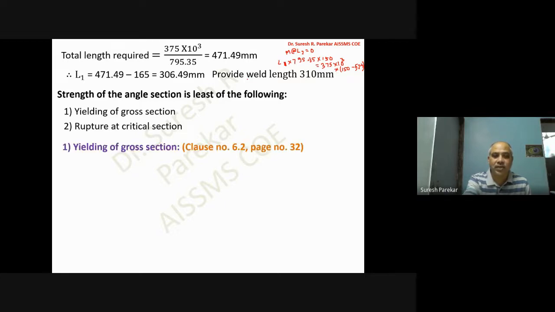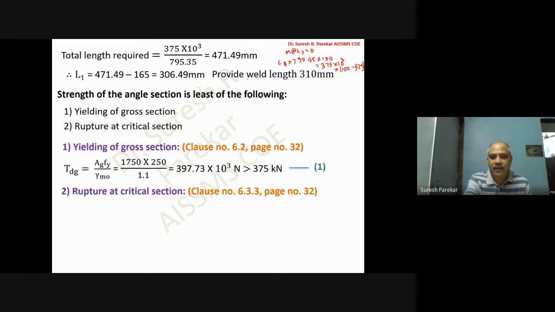As I already mentioned, in the case of a welded connection we are going to consider only two criteria: yielding of cross section and rupture at critical section. So we have yielding of cross section, Ag Fy upon gamma m0, greater than 375 kilonewton. So this is the same as before. And second, this is actually clause 6.3.3, page number 32.